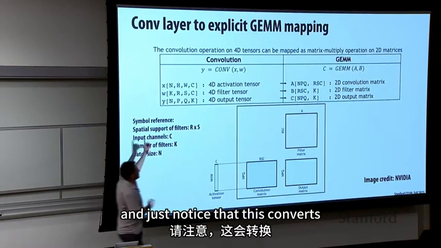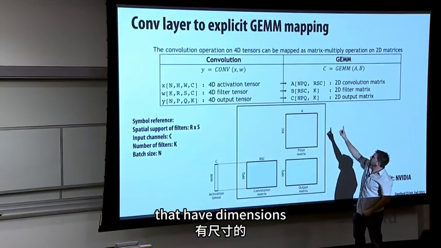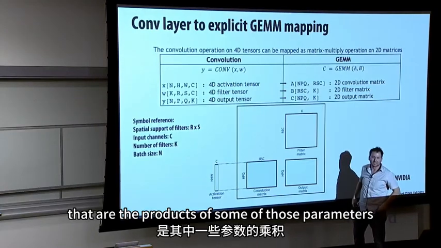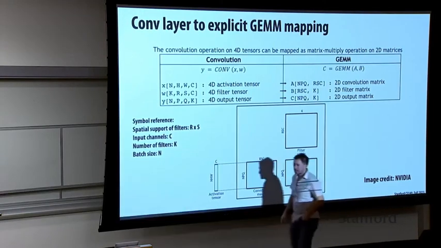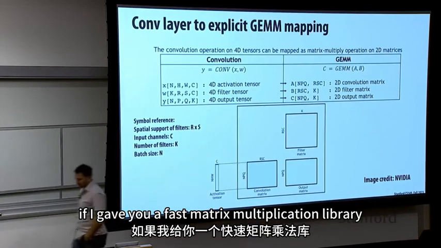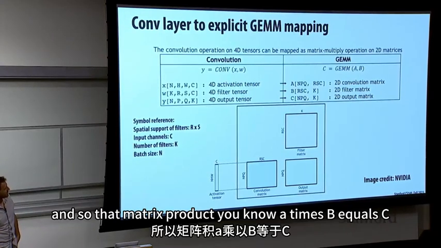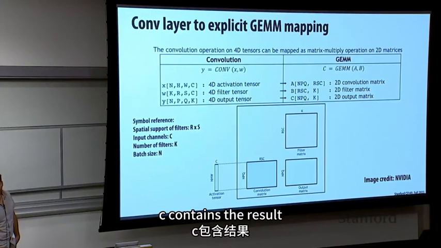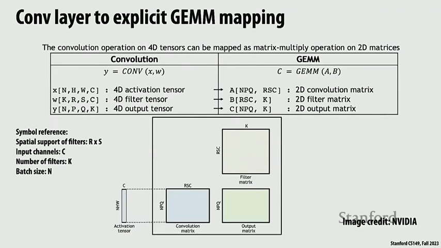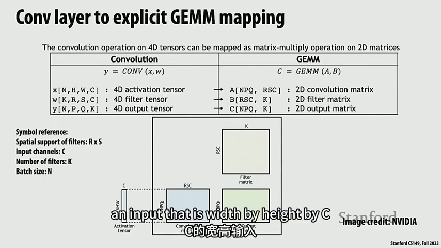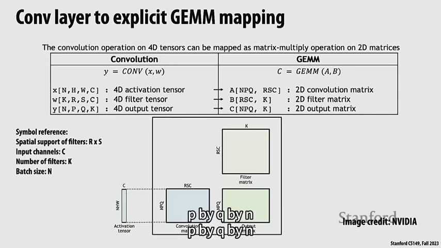Just notice that this converts, using what I told you on the last slide, to matrices A, B, and C that have dimensions that are the products of some of those parameters. So this is what you would do if I gave you a fast matrix multiplication library. That matrix product, A times B equals C, contains the result of convolving, with K filters, an input that is width by height by C, to produce an output that is P by Q by N.